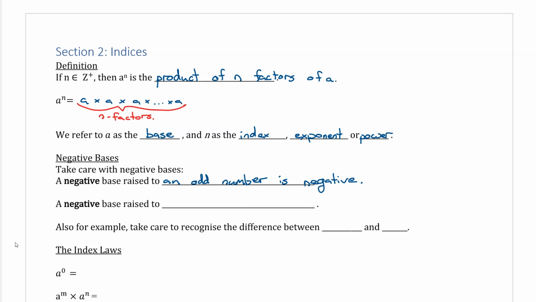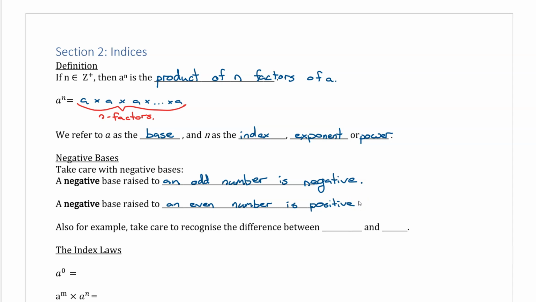And a negative base raised to an even number is positive. So negative 2 to the power of 2 is going to come out as 4.